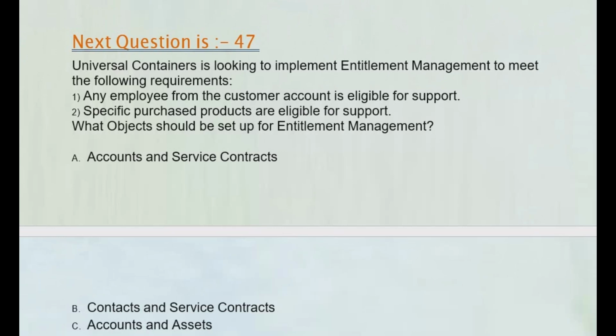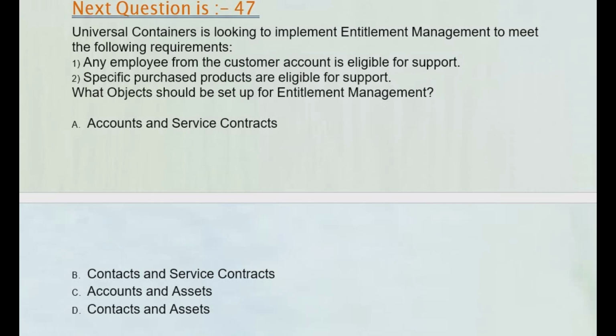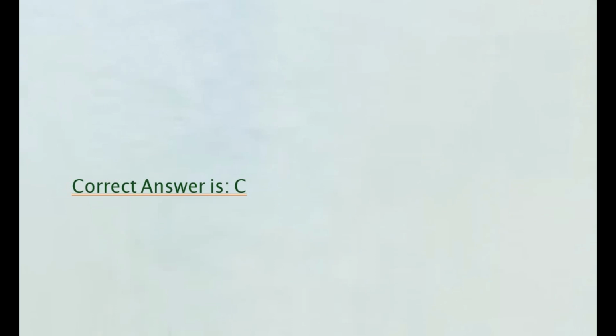Question is Universal Containers is looking to implement entitlement management to meet the following requirements. Option A. Any employee from the customer account is eligible for support. Option B. Specific purchased products are eligible for support. What objects should be set up for entitlement management? Option A. Accounts and service contracts. Option B. Contacts and service contracts. Option C. Accounts and assets. Option D. Contacts and assets. Correct answer is option C.